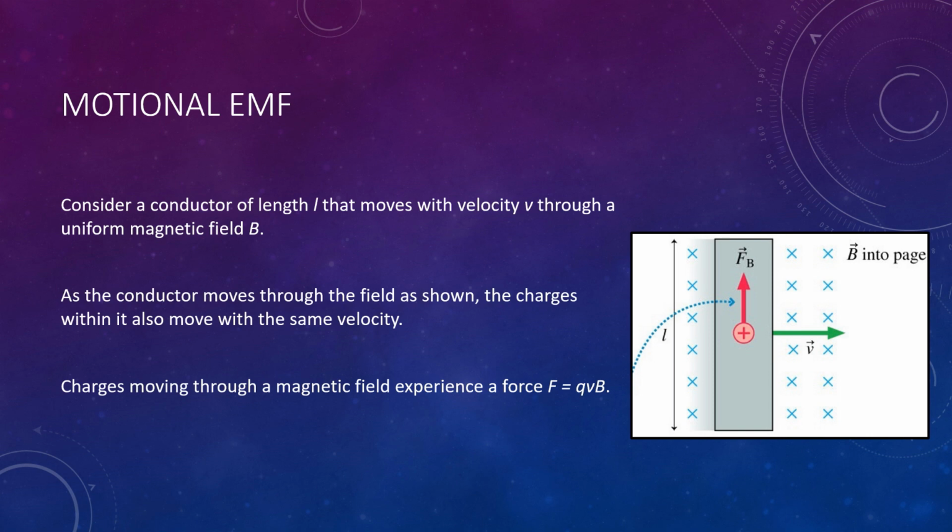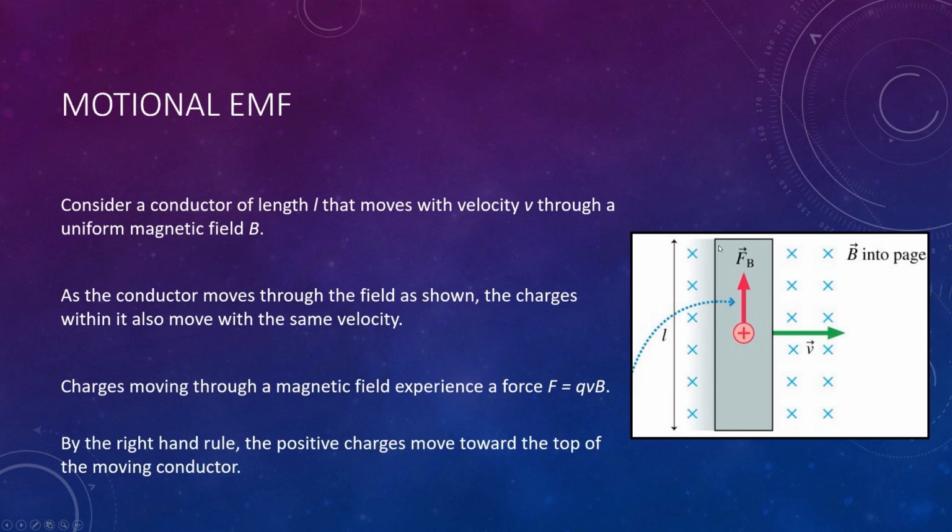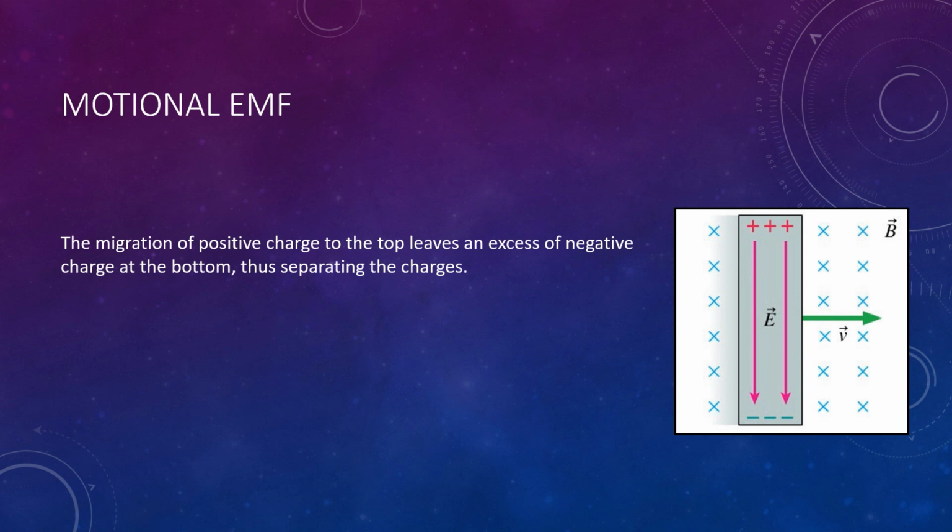We should know, by the right-hand rule, if our motion is to the right, so our thumb points to the right, and our magnetic field is into the page, so our index finger points into the page, our middle finger should point upward. So positive charges are forced upward in this conductor. We will see them migrate toward the top end of this conductor. What about the negative charges? That will leave an excess of negative charge at the bottom of the conductor.